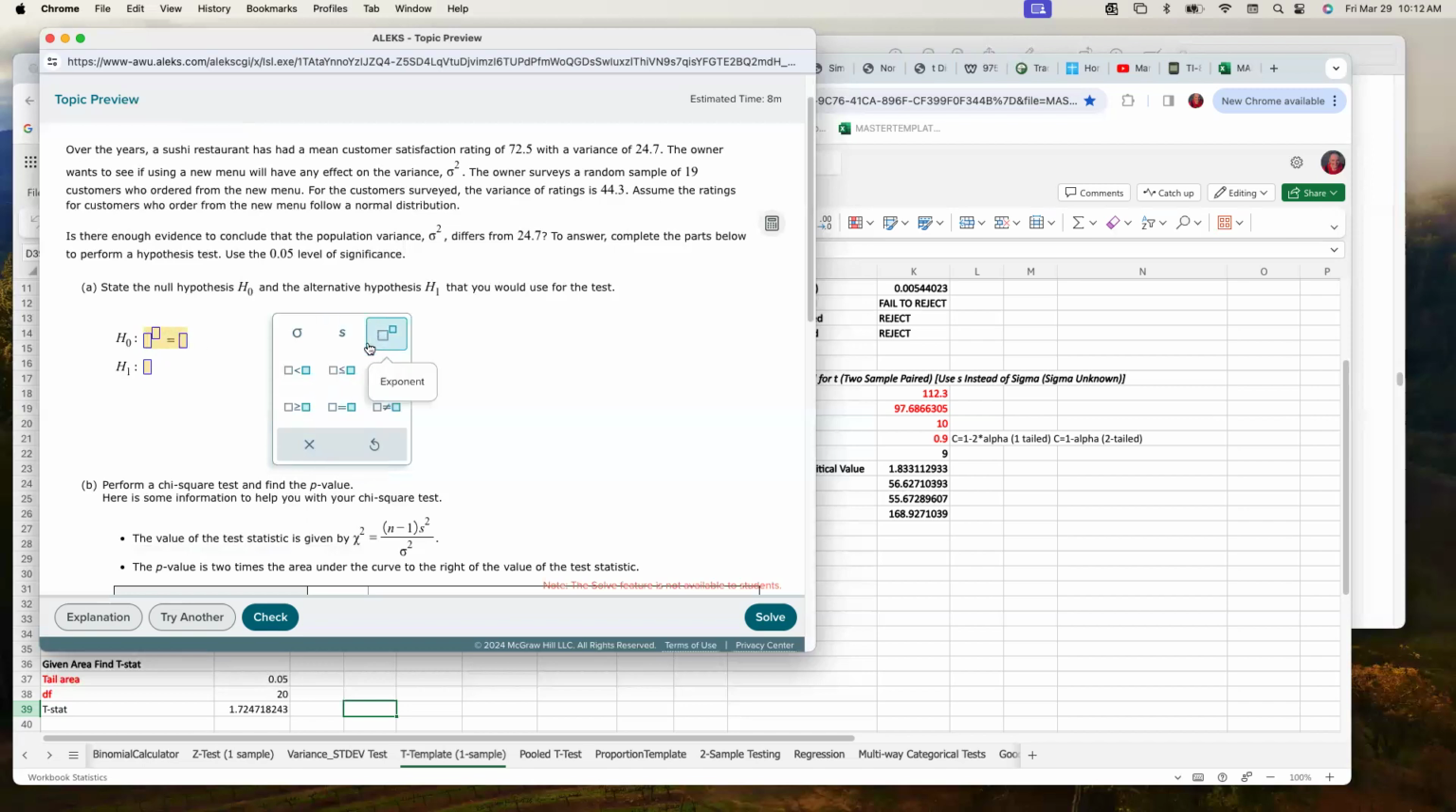I'm going to use this one here, and I'll put the sigma squared. And the 72.5. Oh, nope, I'm putting in the mean. That should be 24.7. And down here, we want to know what differs, so we're going to do the not equals. Okay, so I'm going to come back here and use this.